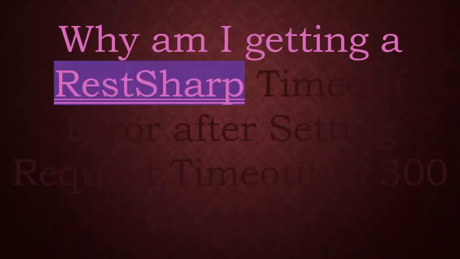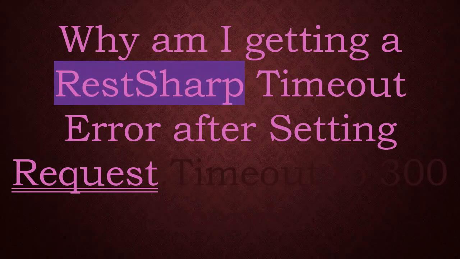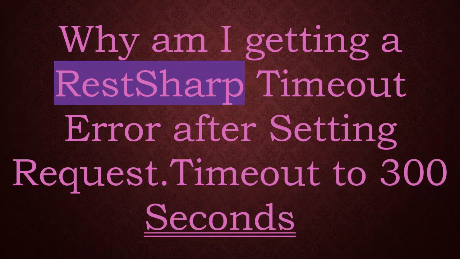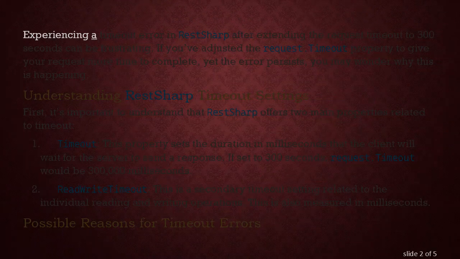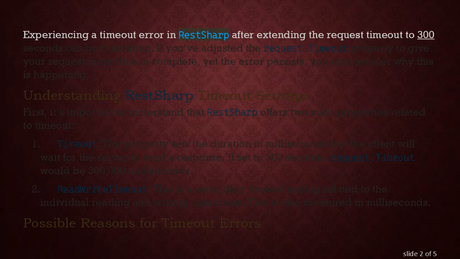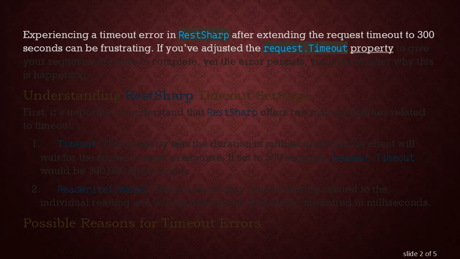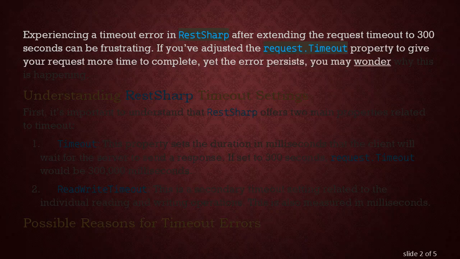Why am I getting a RestSharp timeout error after setting request timeout to 300 seconds? Experiencing a timeout error in RestSharp after extending the request timeout to 300 seconds can be frustrating. If you've adjusted the request timeout property to give your request more time to complete, yet the error persists, you may wonder why this is happening.